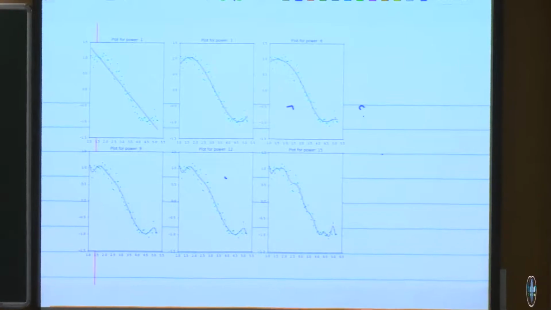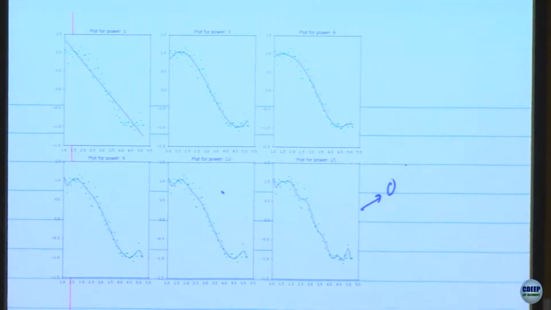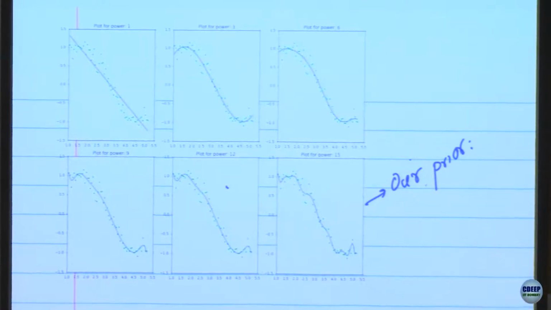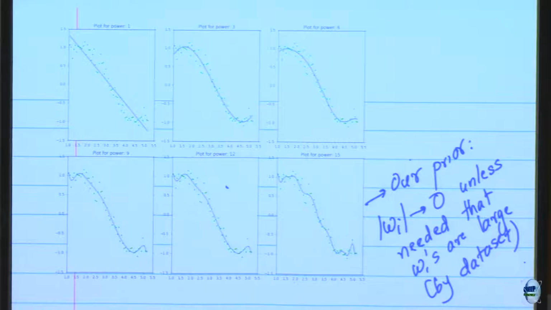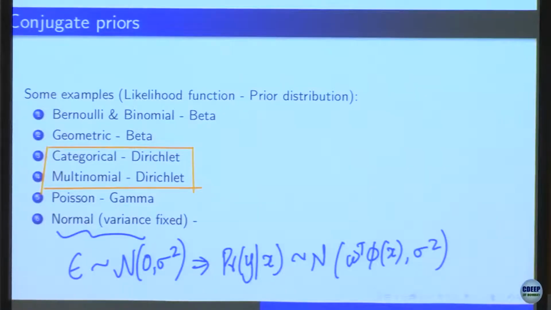So our prior here, what was our prior? Let us speak in plain English. In plain English, our prior is that Wi should tend to 0 unless there is a need from the data set, unless the data set says that I need very complex fits. Okay, so I want to model this prior on Wi. Is this clear? So this is exactly where my question is.